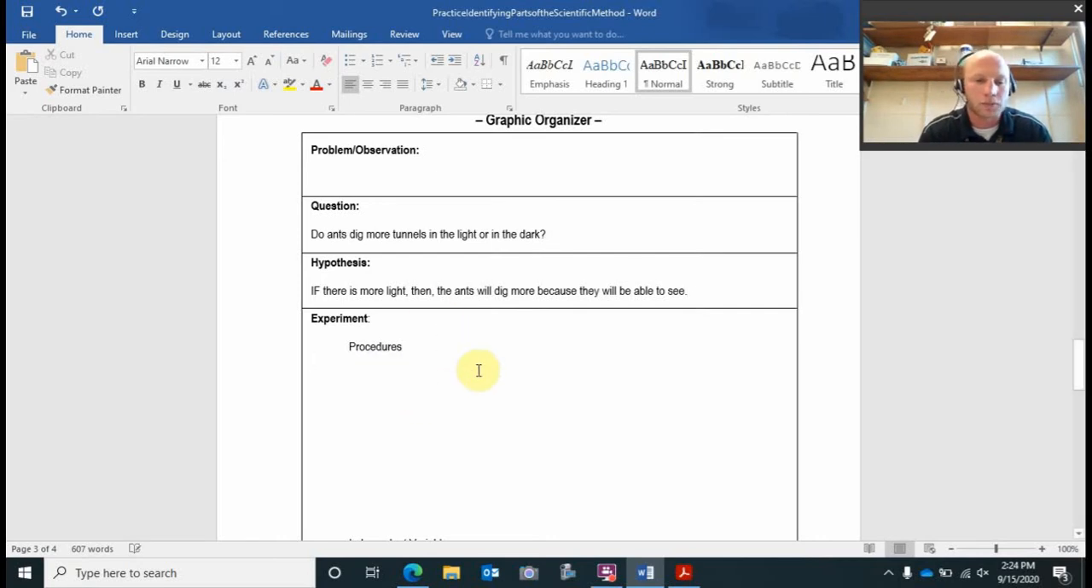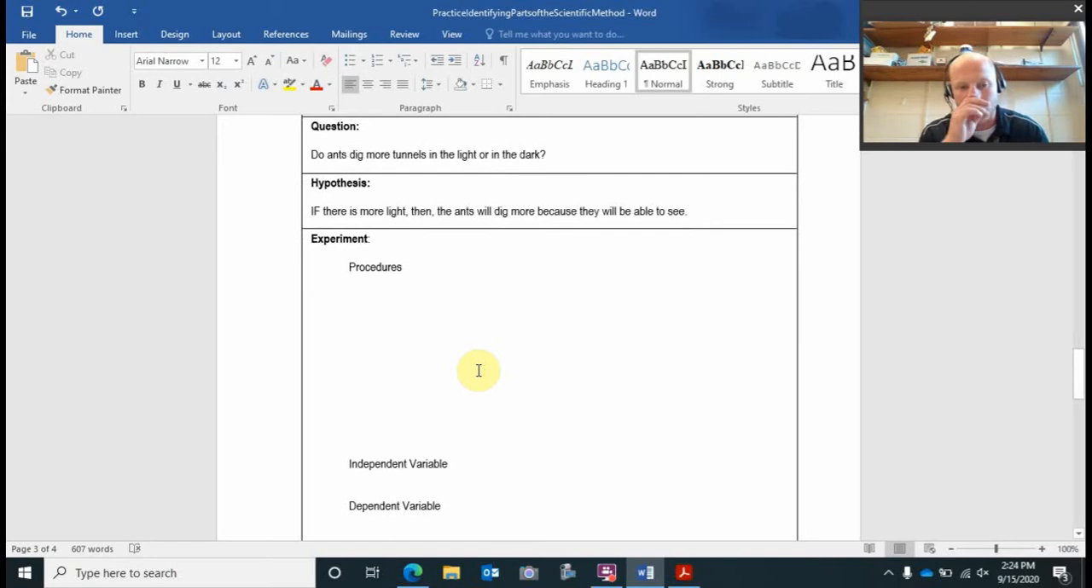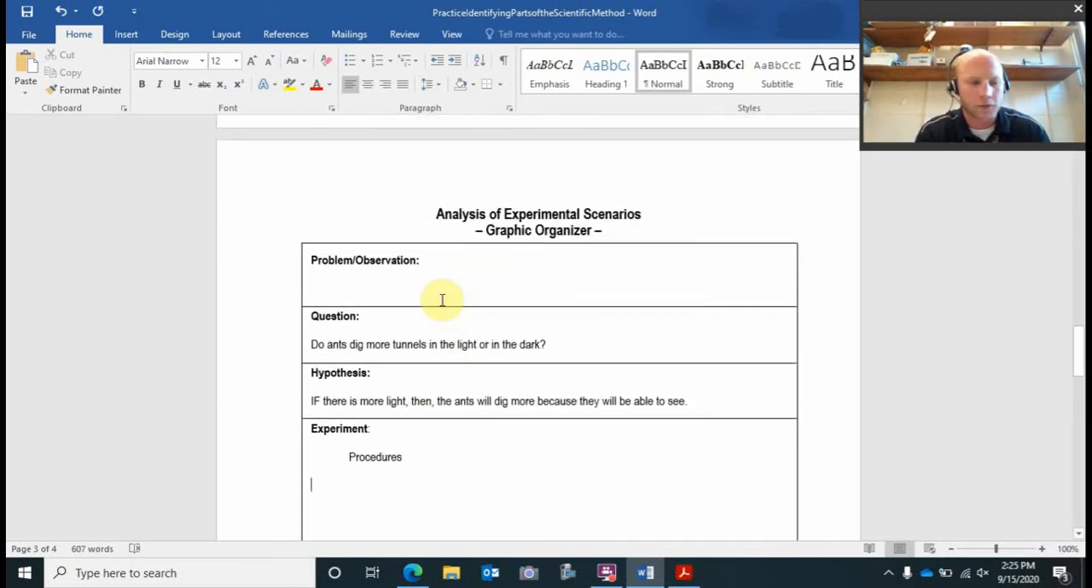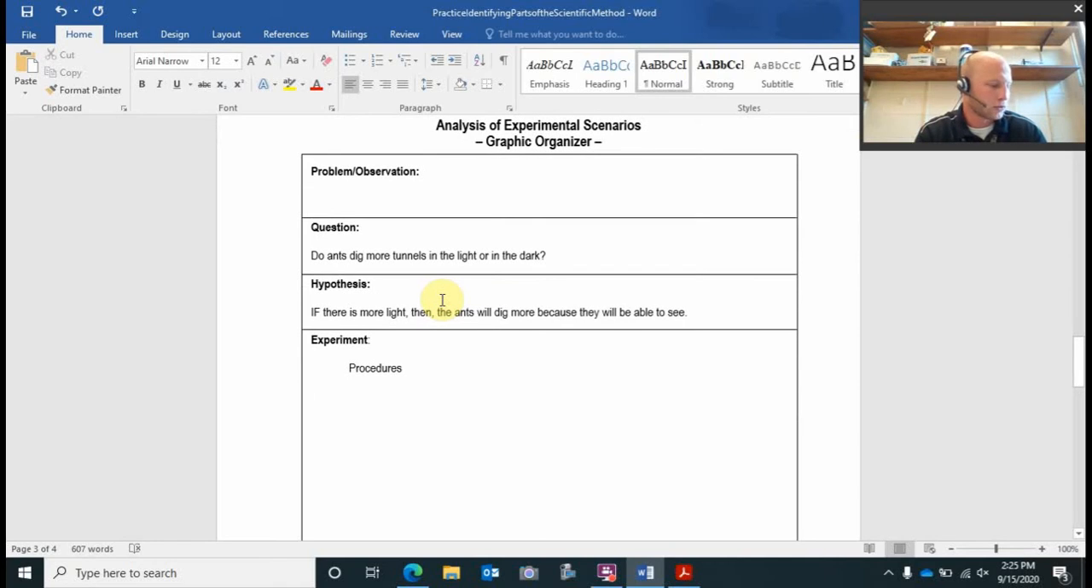The procedures. I'm not going to waste time rewriting these. For number 3, I will make you write out the procedures, and that's not you copying and pasting the procedures from up top. I want you to paraphrase these procedures, okay? And it's not too hard. It's just paraphrasing what they have going on here.